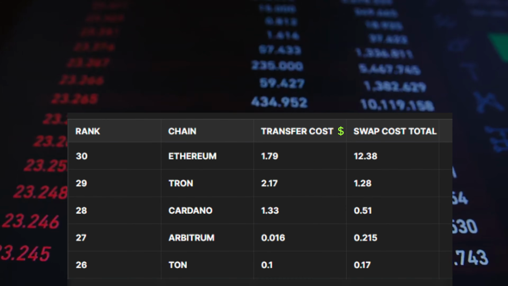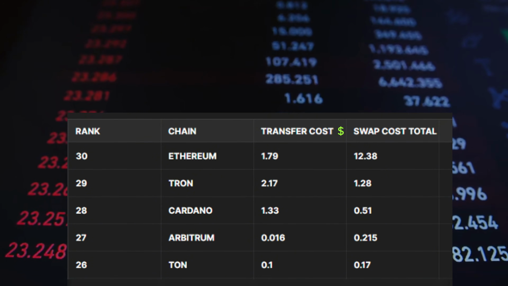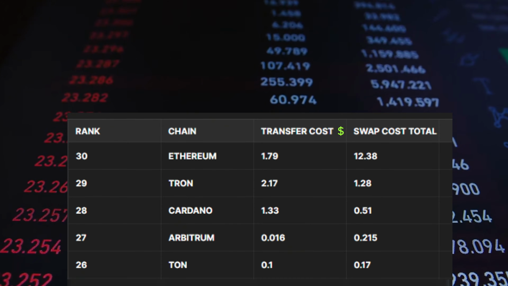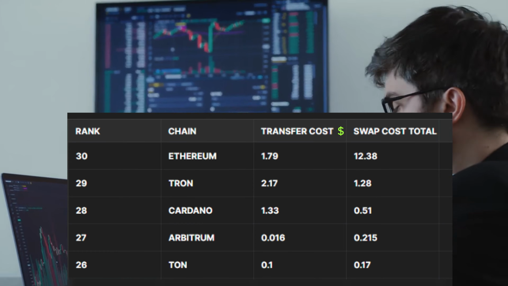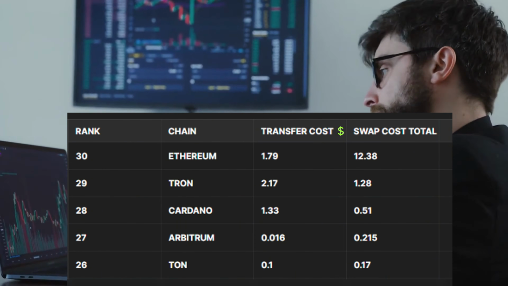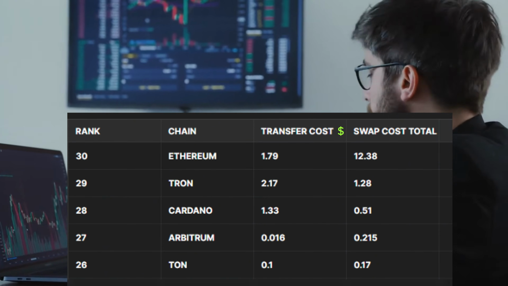Then at 26, we have Ton with numbers of 0.1 and 0.17. What makes this interesting is that Toncoin actually has a flat fee attached to these transfers. So even though there's less traffic going on the chain, the fee is going to stay the same relative to the actual Ton price. So as the price of Ton goes up, it's also going to show in the actual transfer and swap costs.